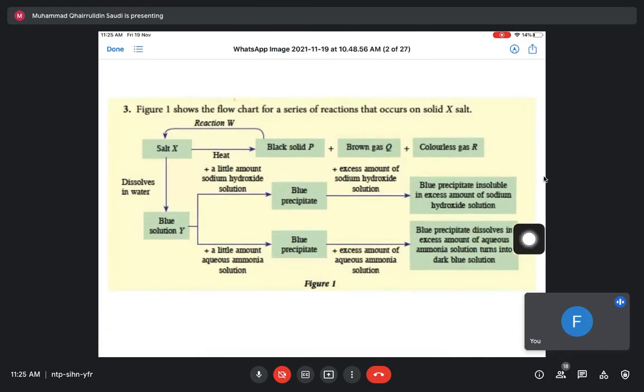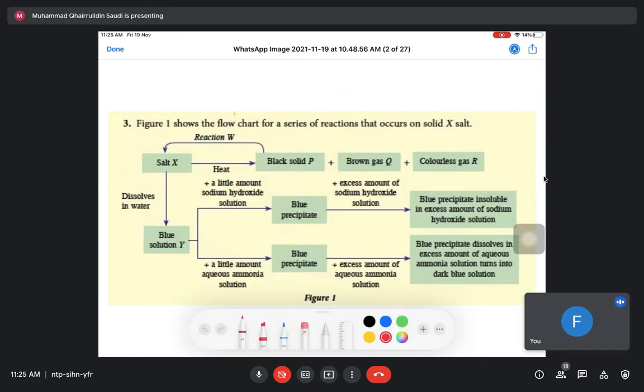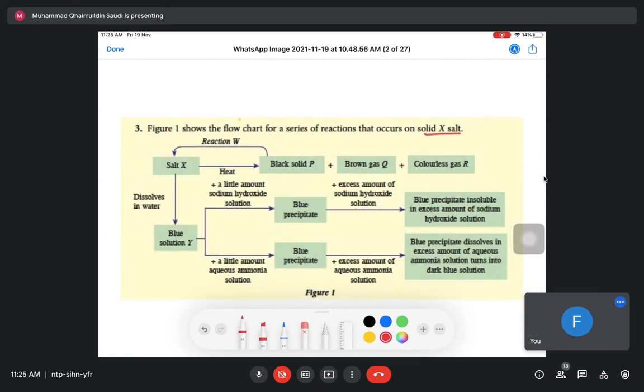Alright, so figure 1 shows the flow chart for a series of reaction that occurs on solid X salt. Okay, di mana kita ada salt X. Salt X tu, bila kita heatkan dia, dia akan dapat black solid, brown gas Q dengan colourless gas R. So daripada sini, what can you guess? What is this brown gas? Dah ingat belum apa brown gas? Apa nama brown gas kita? Siapa ingat? Nitrogen dioxide. Good.